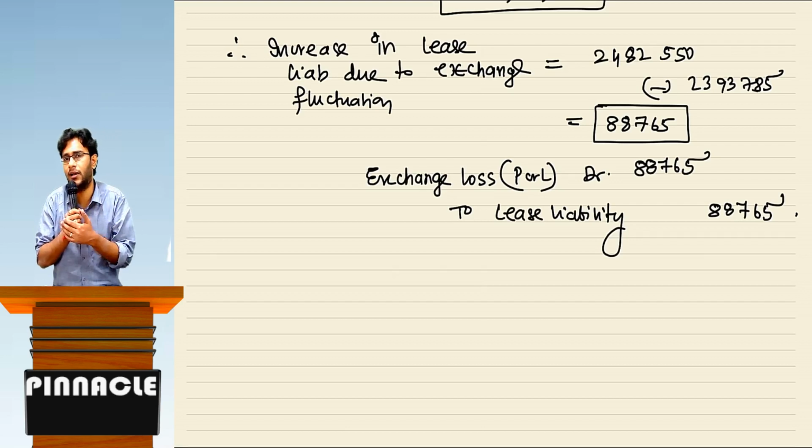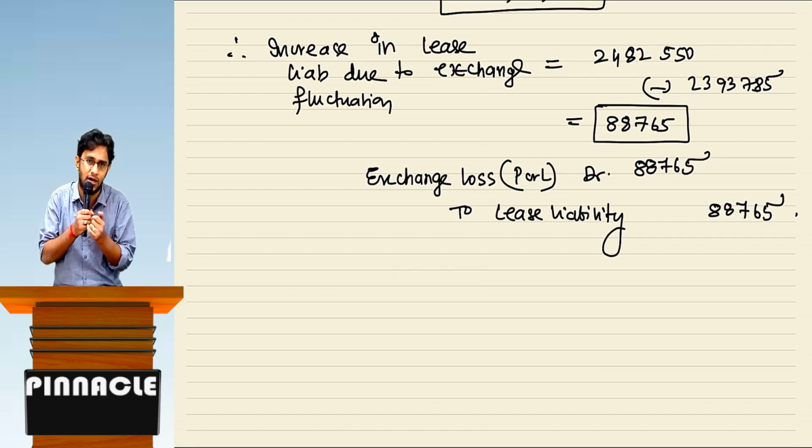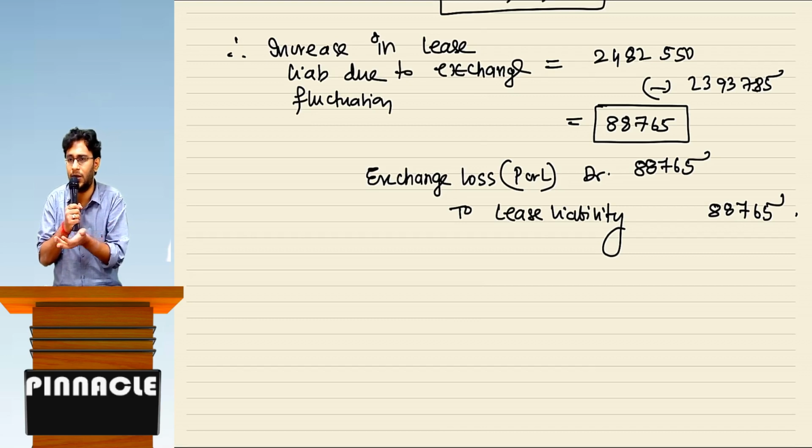Now coming to the P&L account. The impacts you will have in the P&L account: on the lease liability, every year a finance charge will be there, which is nothing but our interest cost. On the ROU asset you will have depreciation. That's all. There is no offsetting or clubbing; you are not supposed to do that.